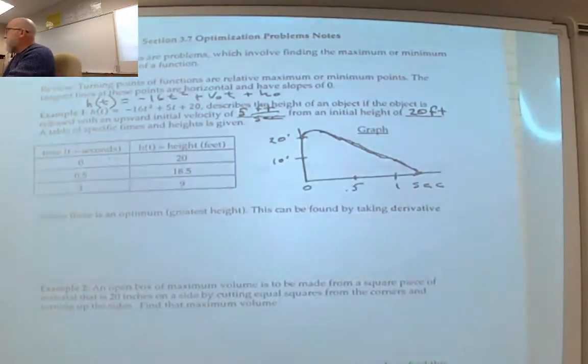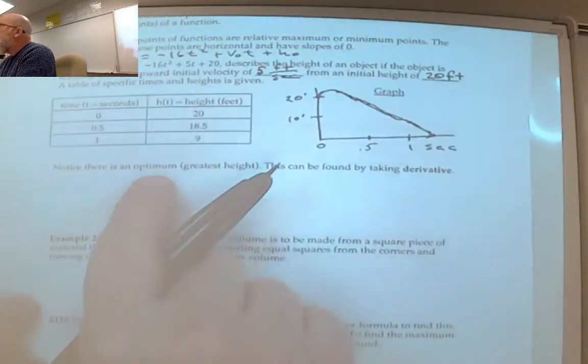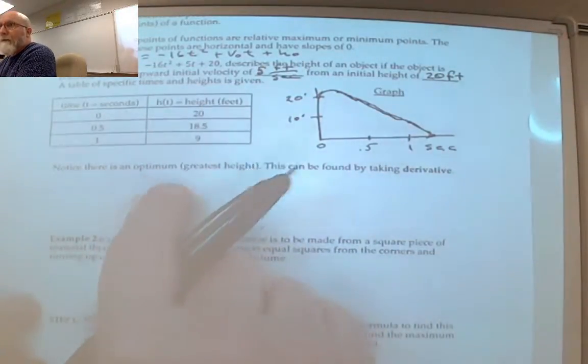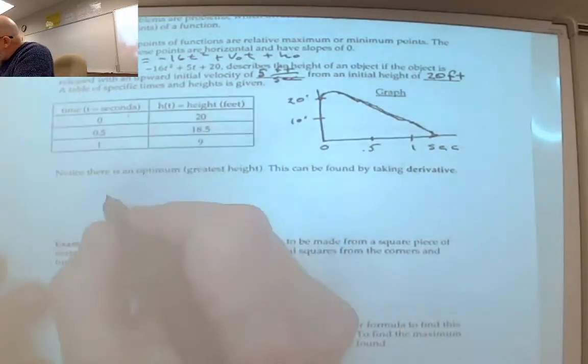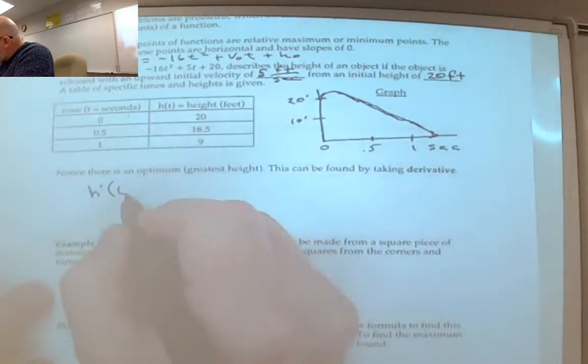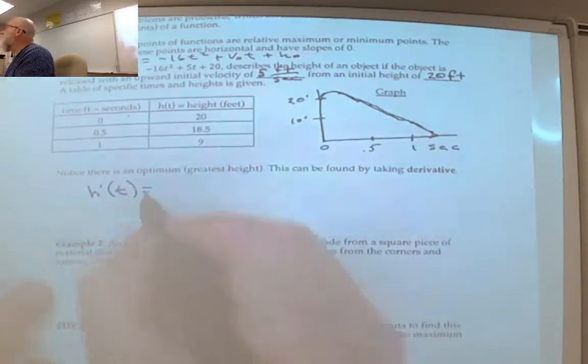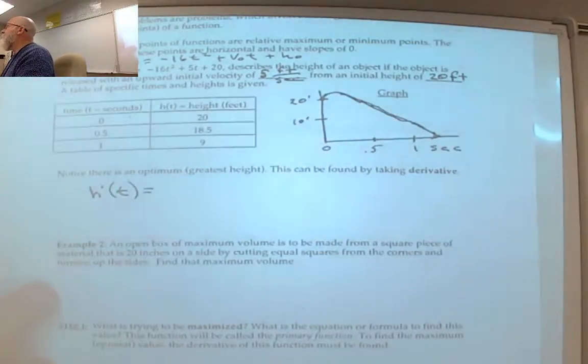All right. So notice there's an optimum height, the greatest height. This can be found by taking the derivative. So I took the derivative. And Ellie, what do we call the derivative, h prime? It's known as the... yes, what's the name for the instantaneous rate?